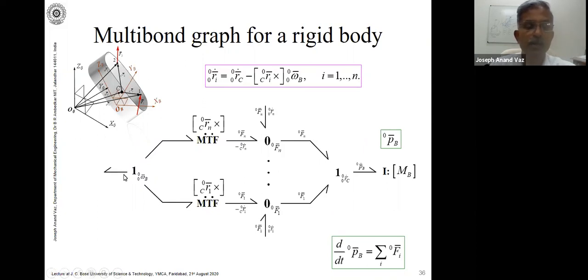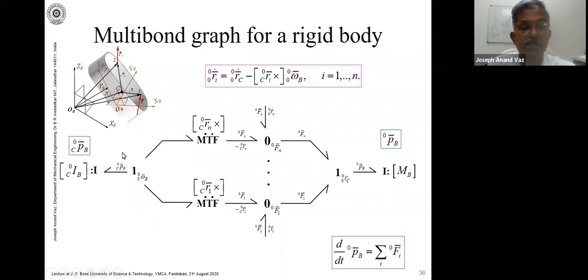Now we come to the rotational part. So here you have the one junction representing the angular velocity. Here you have the I element representing the inertia tensor of the body. It's a matrix, a square matrix. It's the inertia tensor of the body about its center of mass and expressed in the inertial frame 0. So when you deal with this inertia, you're actually contributing a state which is the angular momentum of the body about the center of mass expressed in the frame 0.